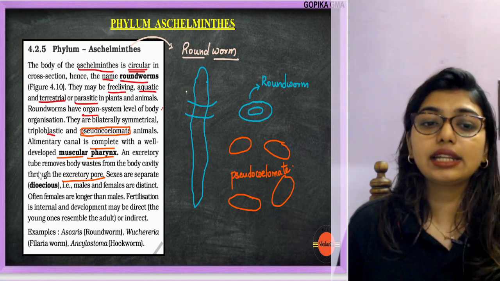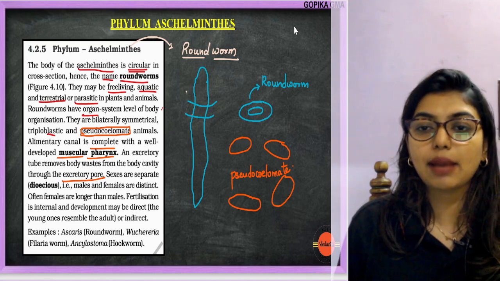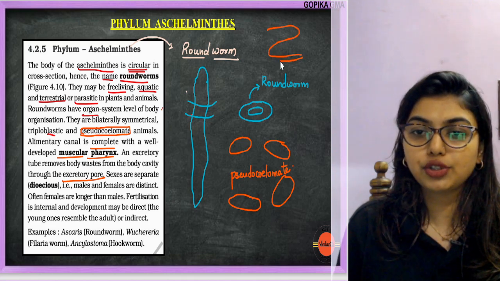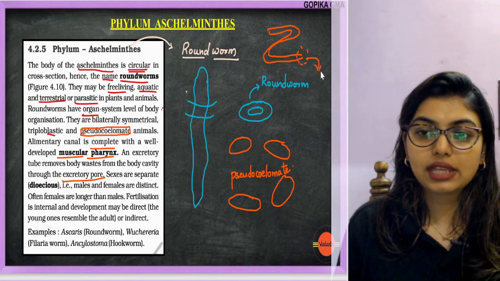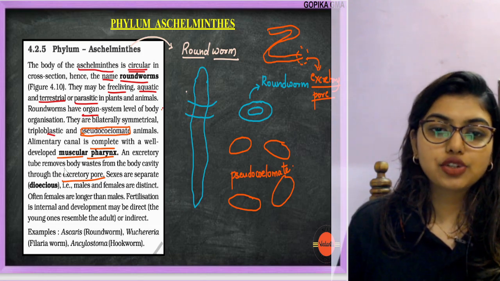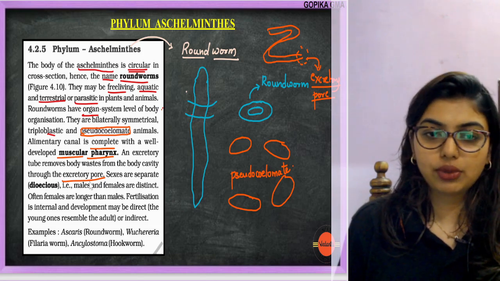The next thing is excretion. Excretion happens through a tube, and the tube has an opening as well. That opening is called the excretory port. An excretory tube removes body waste from the body cavity through an excretory port.